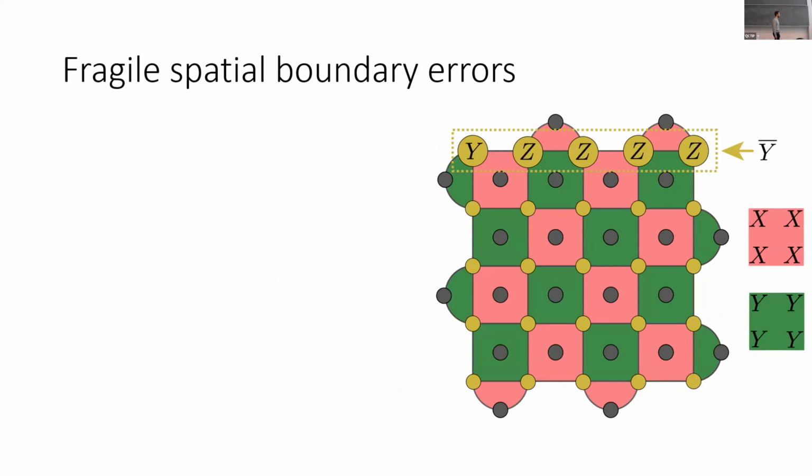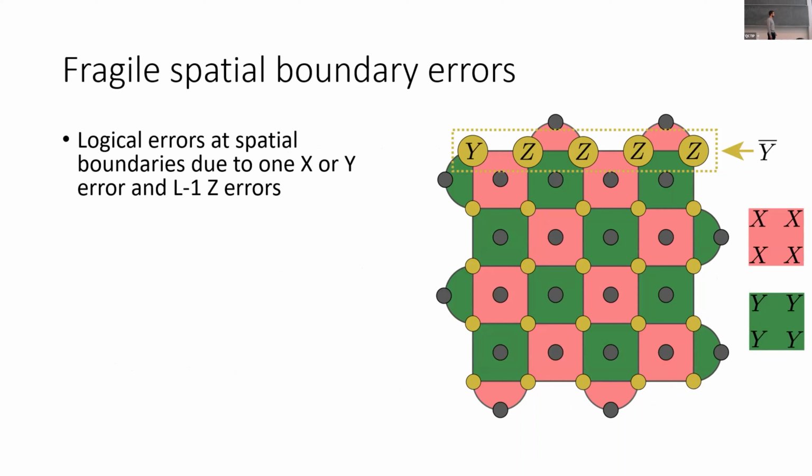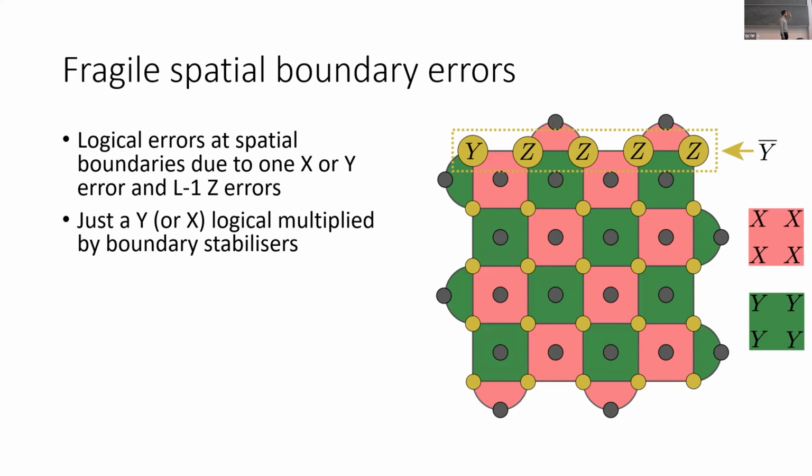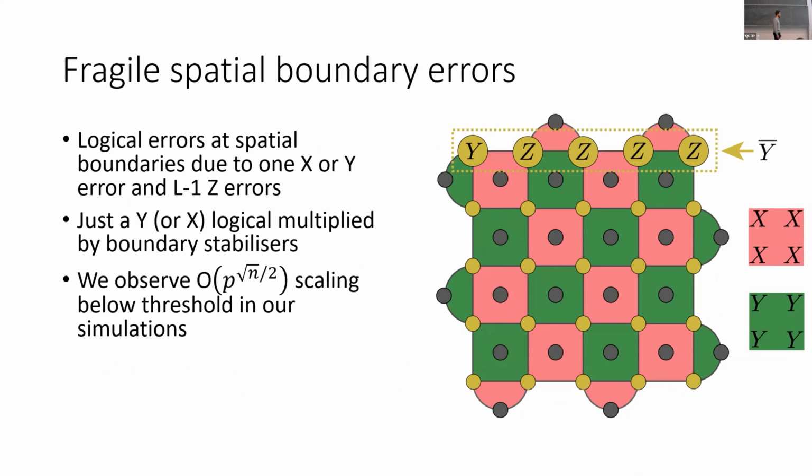What are fragile spatial boundary errors? Well, these are logical errors that occur at spatial boundaries due to one X or Y error and L-1 Z errors. So you take a Y or an X logical at a boundary and then multiply by the boundary stabilizers, and you obtain an almost entirely Z-type string-like error. Again, much smaller than the area-like error we were hoping for. And then we observe in numerics the scaling below threshold is p to the root n over 2, rather than p to the n over 2, as you might have hoped, for finite bias.